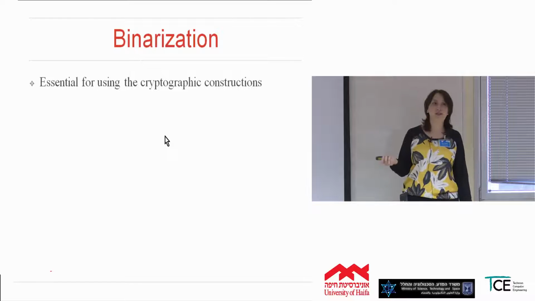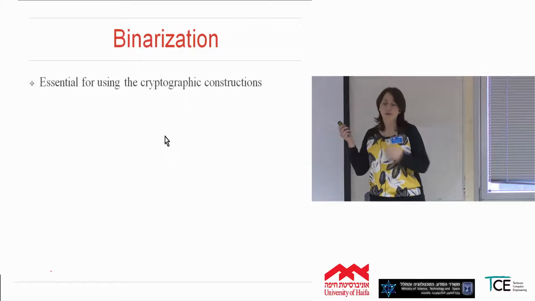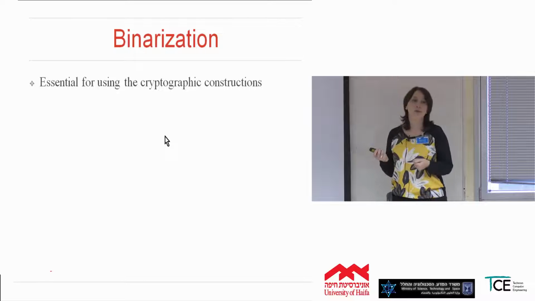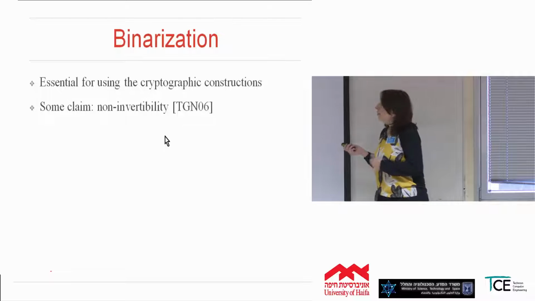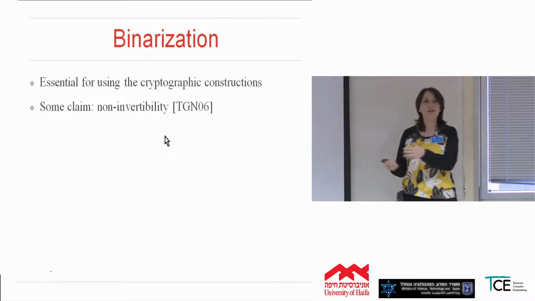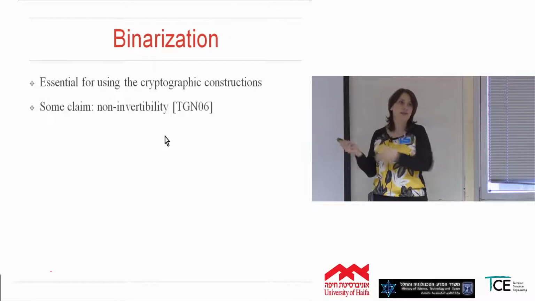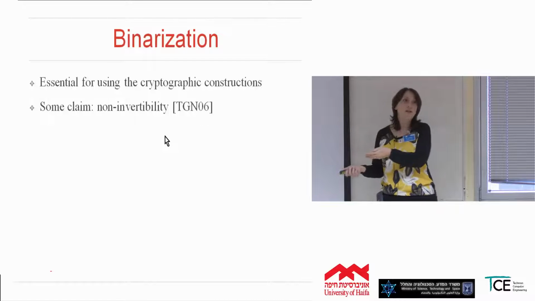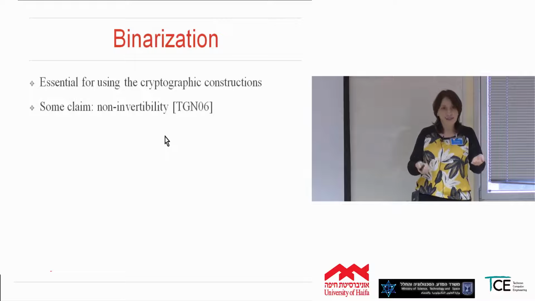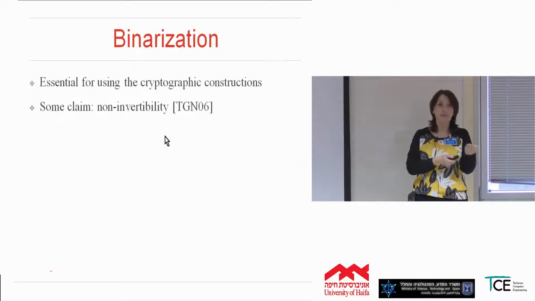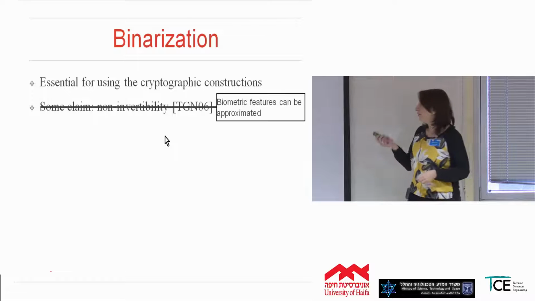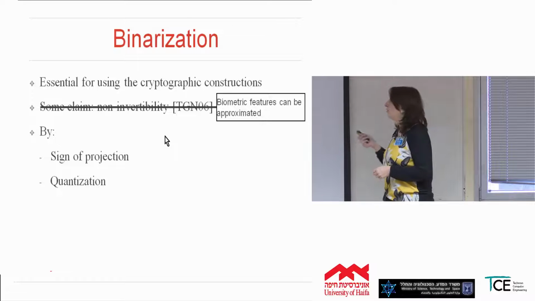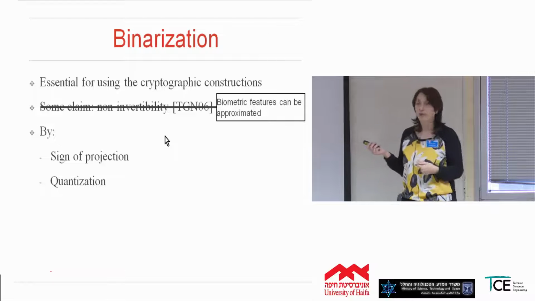OK, next step is binarization. It's essential for cryptographic constructions because they need binary strings, not real vectors, and they only can correct a limited number of errors. Some previous work claimed that after you do binarization, you can't go back mathematically. That is why it masks information. This is true mathematically, but it's not true in practice because you can approximate. You have the statistics of faces, and you will not get exactly the same thing, but you will get a really, really close approximation. So this is not true. But we still need this binarization process for cryptographic constructions. We can do it by sign of projection, and that's what we do. I will explain about this later.